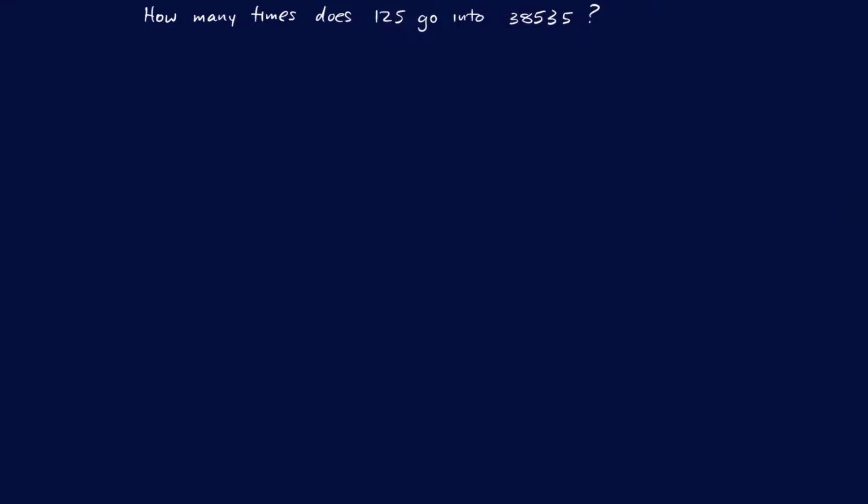Okay, so the first step of this problem is obviously to write down our division statement. So we have our denominator on the outside, then we write our division symbol, and then we write our numerator, which is 3, 8, 5, 3, 5.